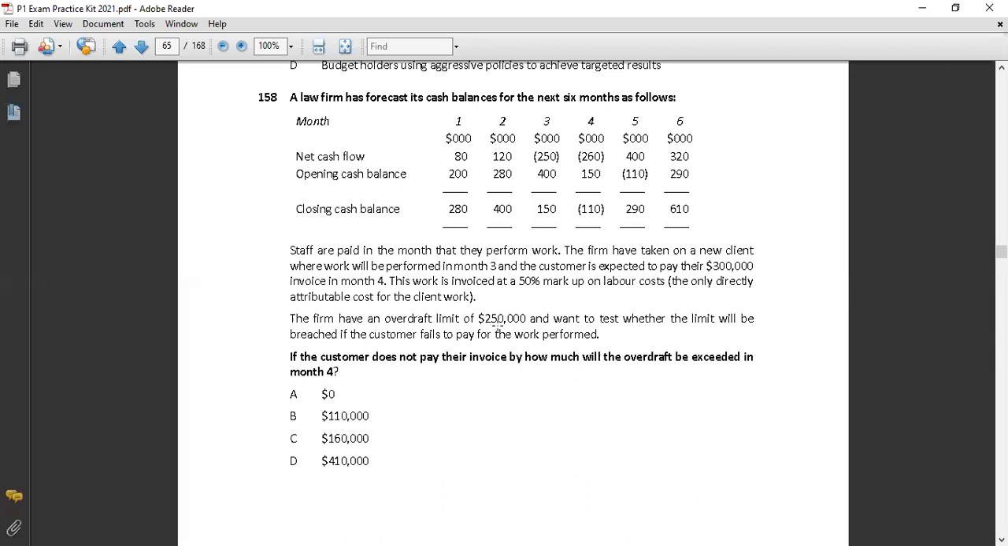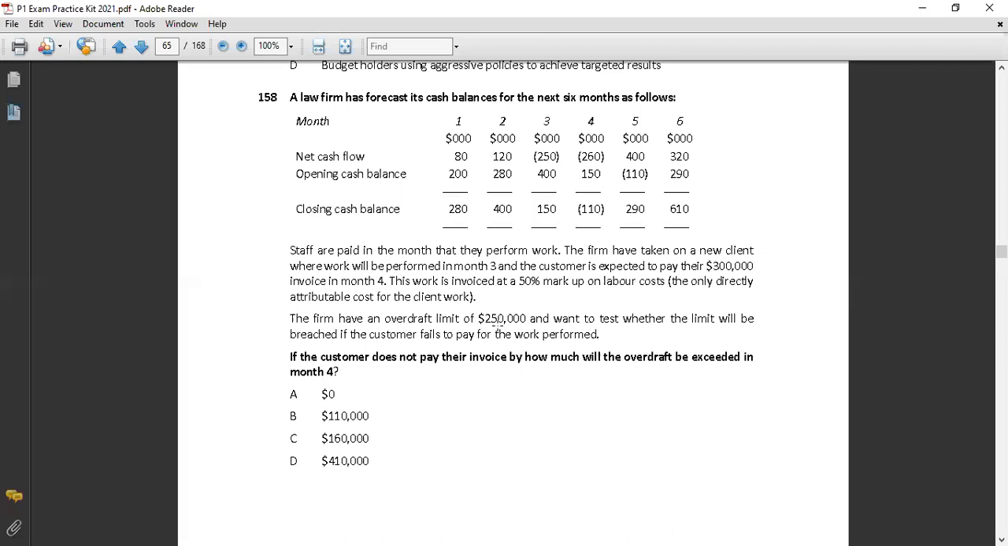The firm have taken on a new client where work will be performed in month 3, but the collection from the customer will be received in month 4, which is the 300,000 invoice. This work is invoiced at 50% markup on labor cost, the only directly attributable cost for the labor. The firm have an overdraft limit of 250,000. So they can extend till that. When the business has accounts with the bank, they can always utilize the overdraft facility which is given.